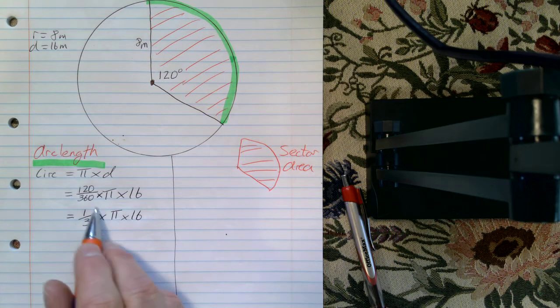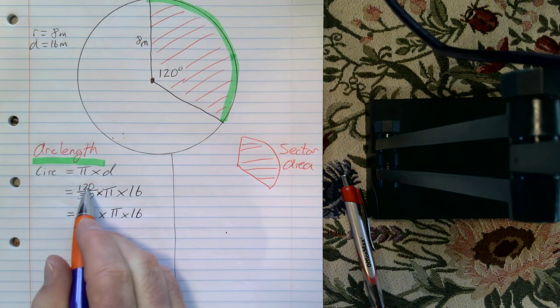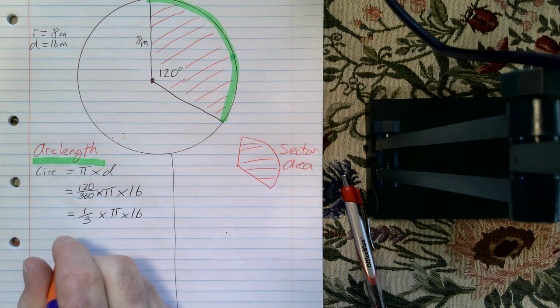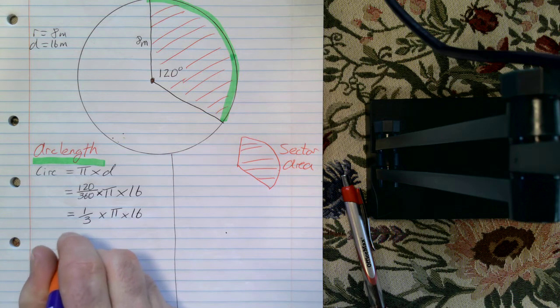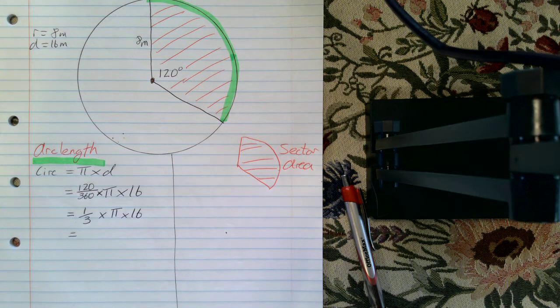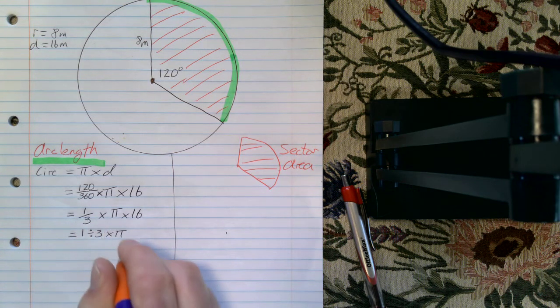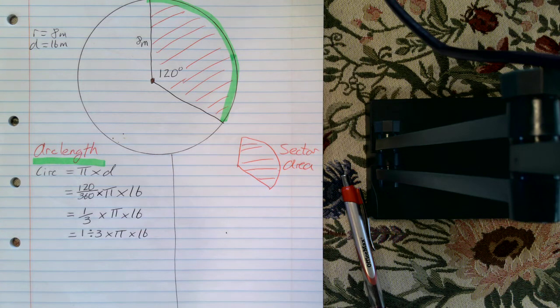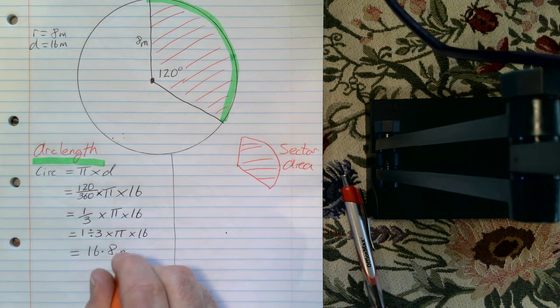I put that in my calculator. Because it's 1/3, I could just leave that to the end and go divide by 3. If I didn't know the simplified version, I can put it in top line divided by bottom line times pi times 16. So I could do this: 1 divided by 3 times pi times 16. And I get 16.8, and that is meters.